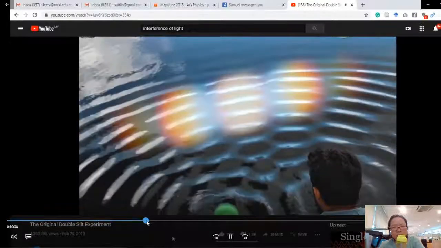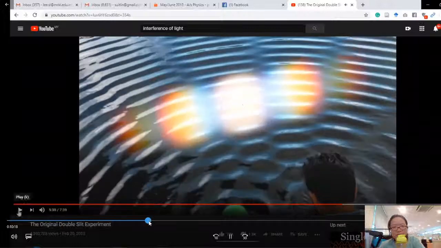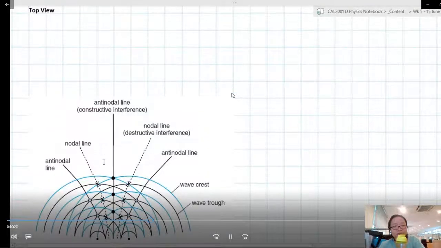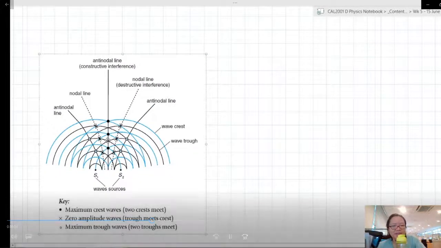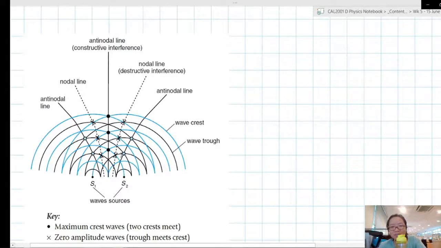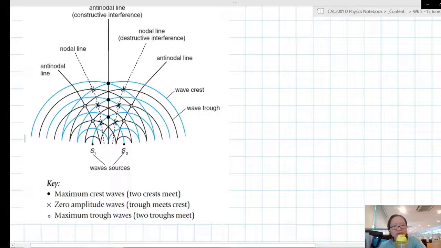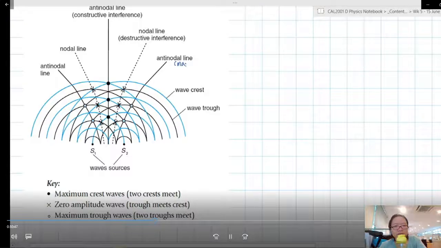So moving on, this happens for light and for sound as well. It's a different phenomenon. So this is a visual representation of the diagram that you saw just now inside the pond. And you can see that there are places with antinodal lines and nodal lines. So these antinodal lines and nodal lines are where you can get maxima and minima.